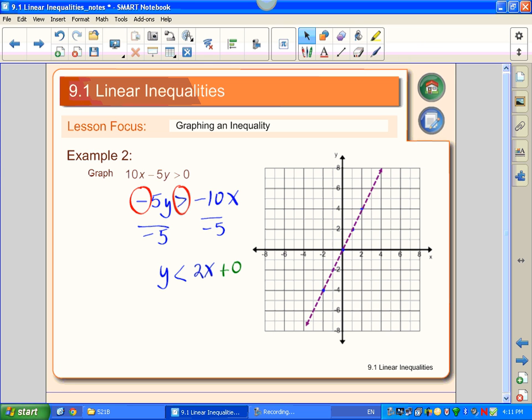Now we have to look at how do we shade. It's less than, so I need a value of y less than 0. So I'm looking, okay, -3. That's less than 0. So this part needs to be shaded. I'm moving my pen, but you can't see it. So this part needs to be shaded. So we're shading below the line, less than.